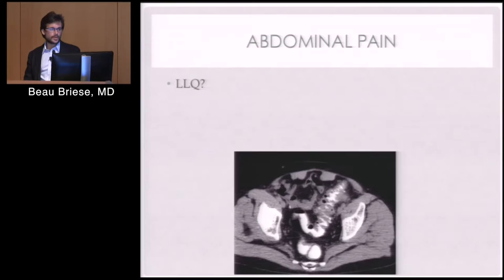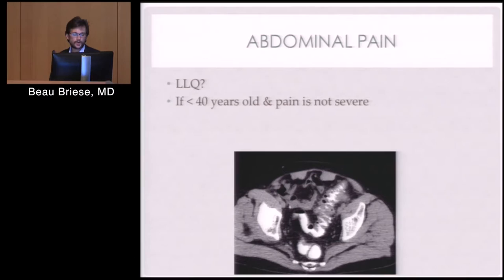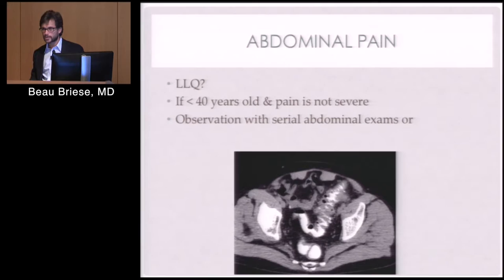Left lower quadrant. Okay. What do we really worry about a lot in the left lower quadrant? Good. Diverticulitis and cancer and obstruction and colitis, proctitis. So if they're less than 40 years old and the pain isn't severe, it's less likely that they're going to actually have something like diverticulitis. In that case, you could choose to do an observation with serial abdominal exams. Watch them over 3 to 4 hours. See if they look pretty stable and don't need the CAT scan because they are a little risky. Or you could just get the CAT scan with IV contrast.